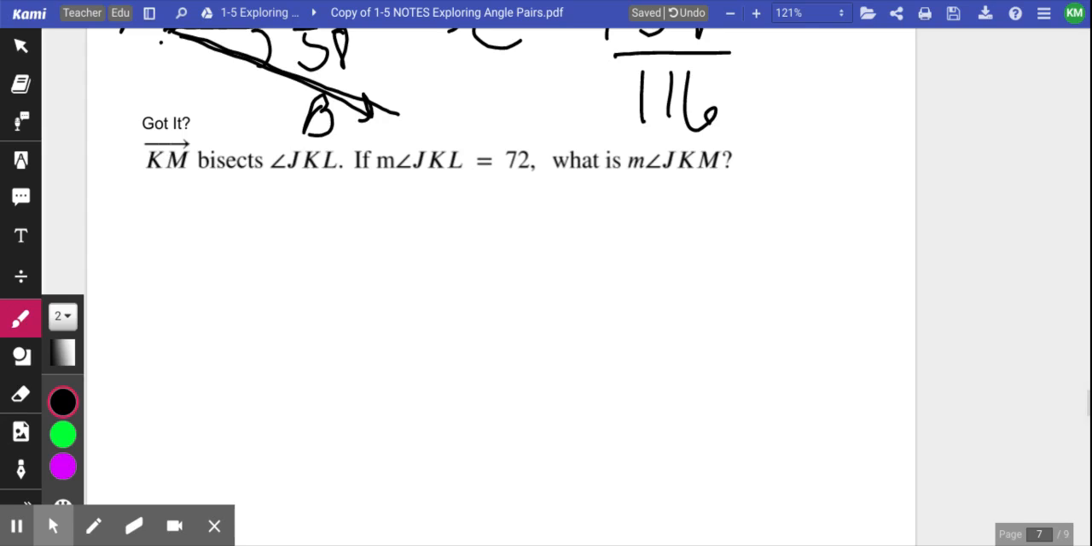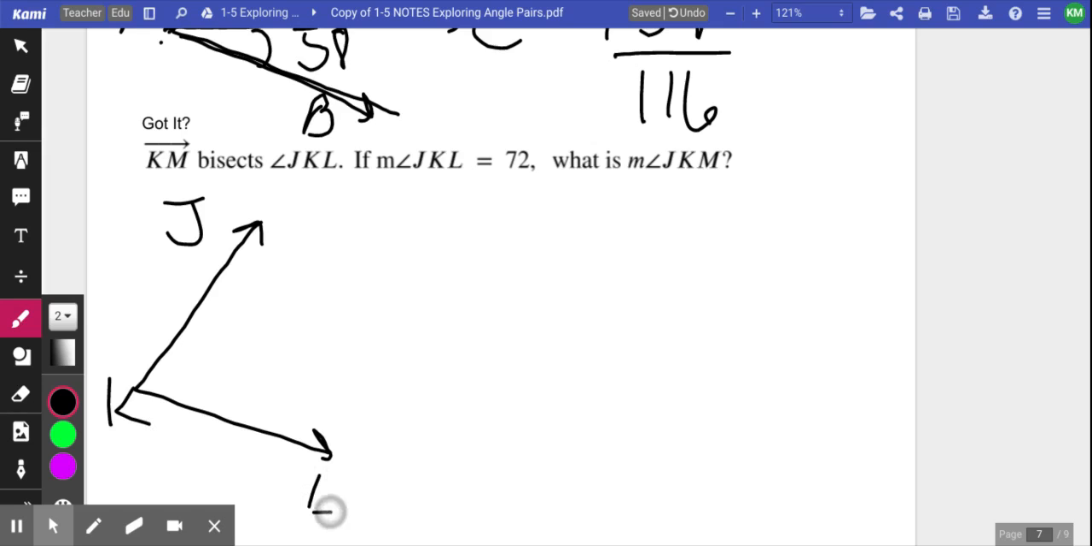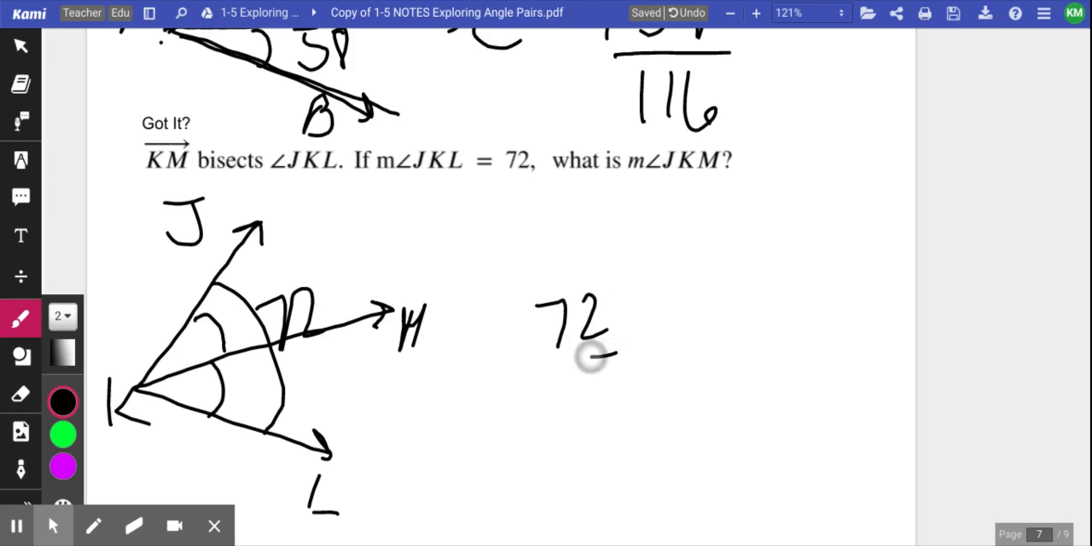And it's very similar to this here. If we have KM bisects angle JKL, and these are equal because it's being bisected, JKL is 72. So the whole thing is 72 and is bisected. What's the smaller piece? That means it's cut in half. We divide it by 2 to get 36. Cut into 2 equal parts, each piece is then 36.